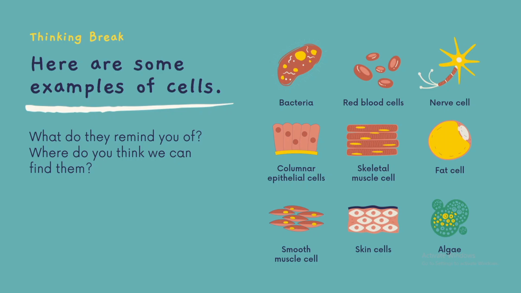Number 4 is columnar epithelial cell. Columnar epithelial cells line the surface of organs and tissues, particularly in the digestive tract and respiratory tract. They are specialized for absorption and secretion and often have microvilli to increase surface area.